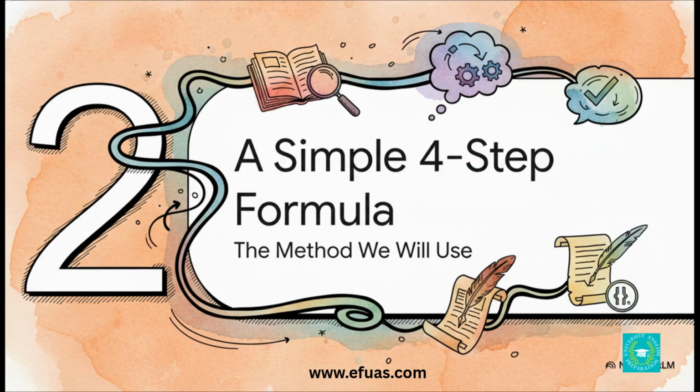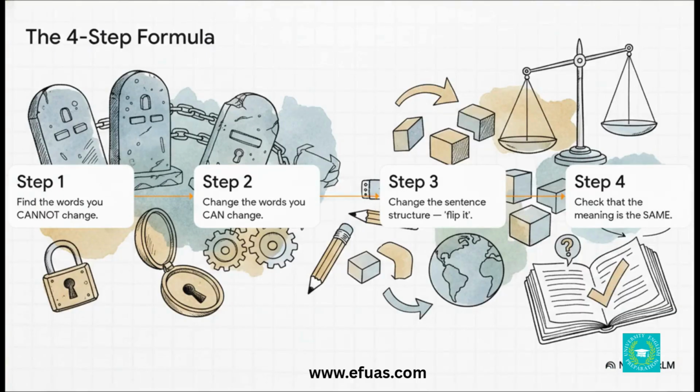This is the method we're going to use from now on. The great thing is, once you learn these 4 steps, you can apply them to any academic text you read. So here they are, the 4 steps. Step 1, find the words you can't change. Step 2, change the words you can change. Step 3, change the structure of the sentence. And finally, Step 4, check that the meaning is still exactly the same. Let's practice these steps together with an example.